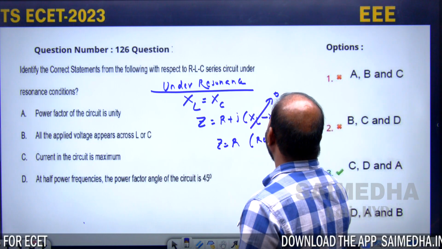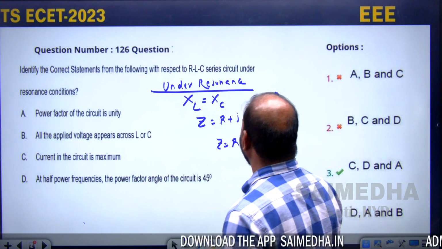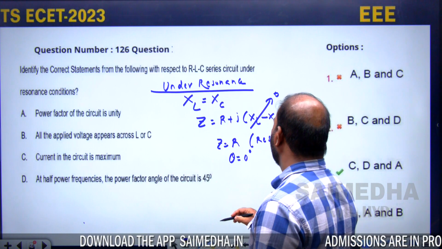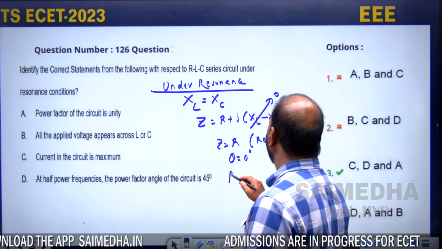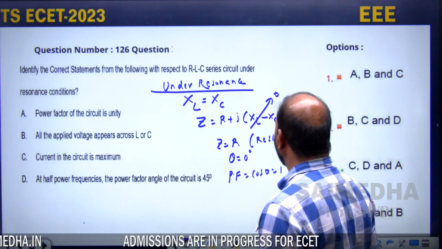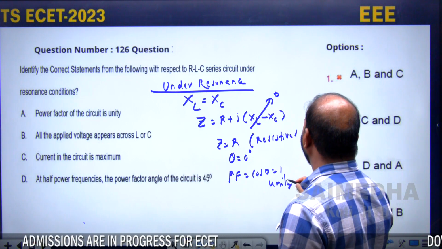Then impedance becomes purely resistive. Impedance being purely resistive means both applied voltage and current will be in the same phase. In that case, theta becomes equal to 0 degrees. There will be no angle difference between voltage and current. So the power factor cos theta will be equal to 1. Under resonance we get a unity power factor, no doubt in that.